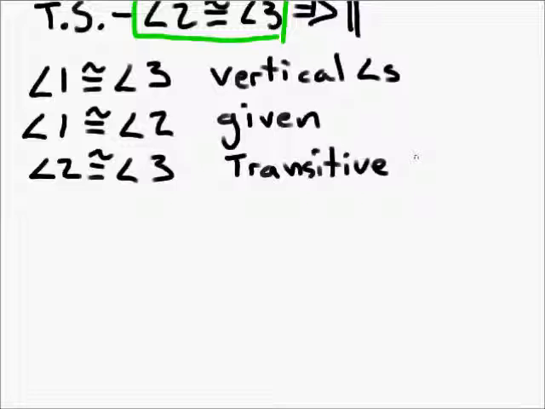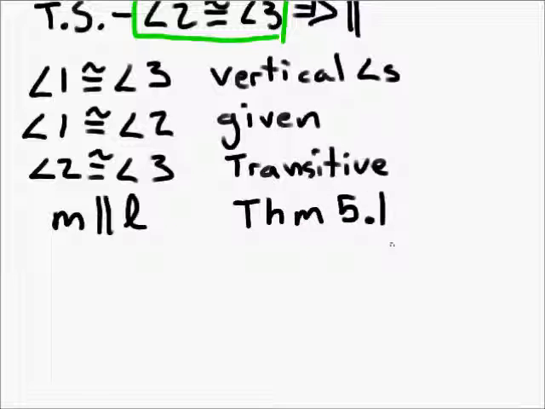Similar to saying if A is equal to B and B is equal to C, then A is equal to C. If 2 plus 5 is equal to 7 and 3 plus 4 is equal to 7, then 2 plus 5 is equal to 3 plus 4. Angle 2 is congruent to angle 3. They're alternate interior angles. Line M is parallel to line L by theorem 5.1. We're done. All right.